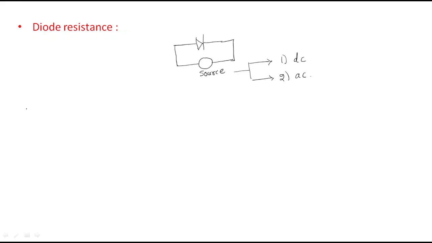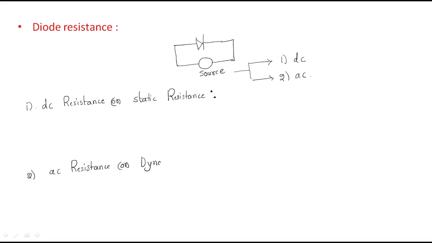One is DC resistance, or static resistance. The other name is static resistance. The second thing is that by applying the AC we will get AC resistance, or the other name for this is dynamic resistance. So always see the resistance applied on the supply.